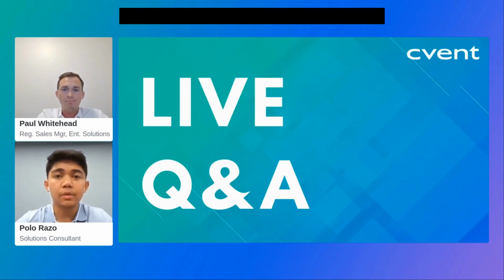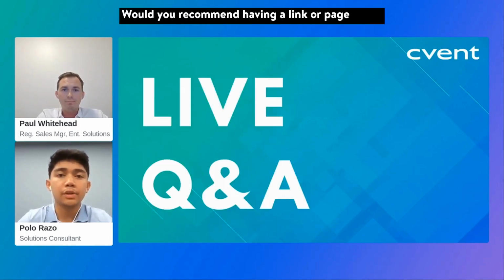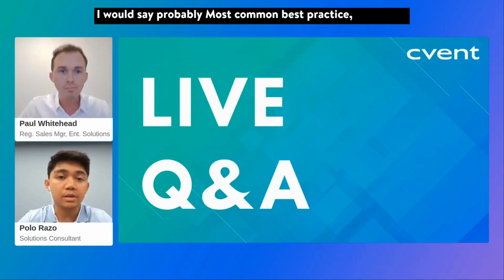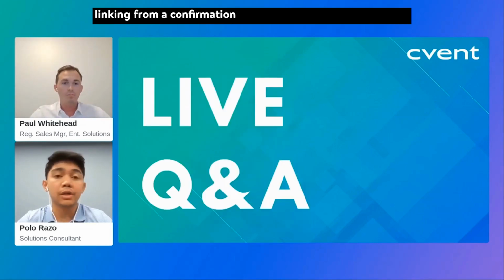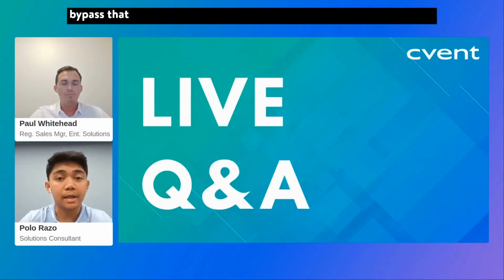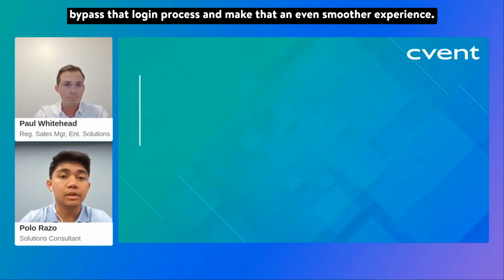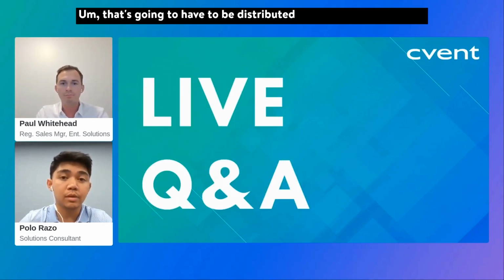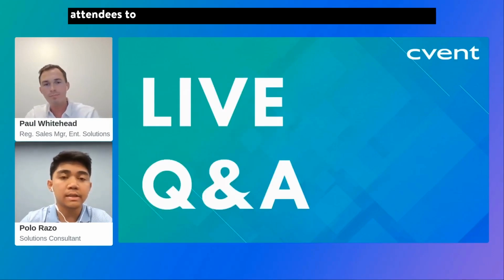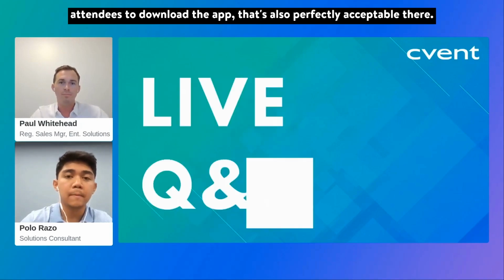Next question up here, would you recommend having a link or page in the registration site that takes you to the Attendee Hub? Yeah, absolutely. I would say probably the most common best practice is linking from a confirmation page, maybe even a confirmation email that gives them that direct link to the Attendee Hub. We actually have something called a magic link, which can bypass that login process and make that an even smoother experience. That's going to have to be distributed through the email. But if you just wanted to have a standalone link to link attendees to download the app, that's also perfectly acceptable.